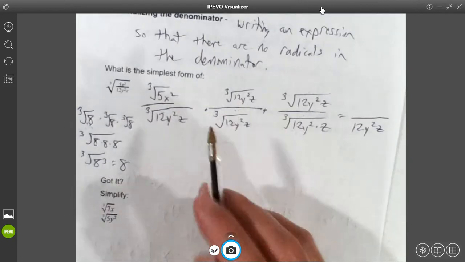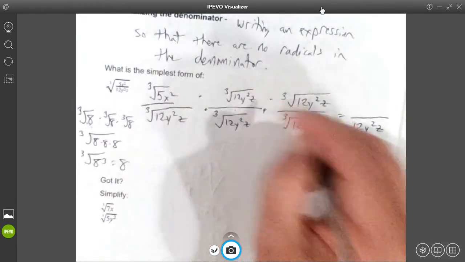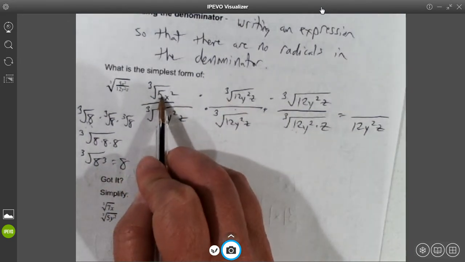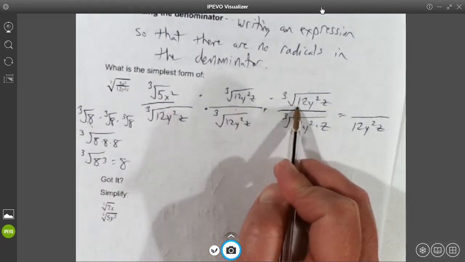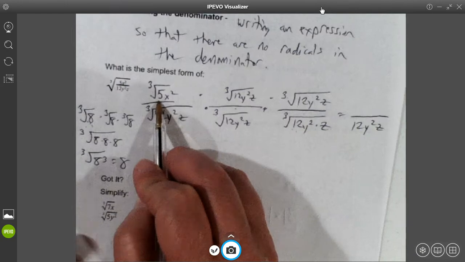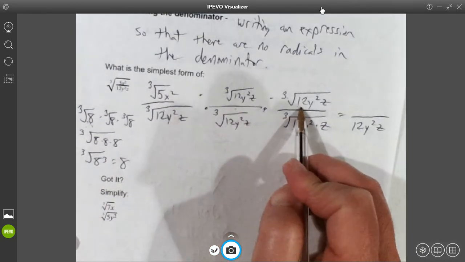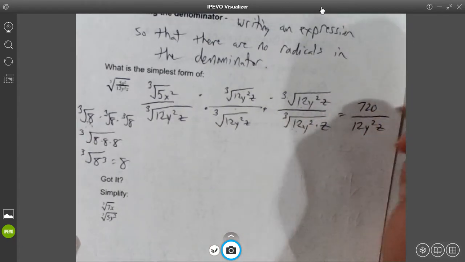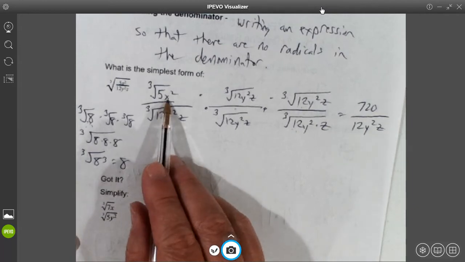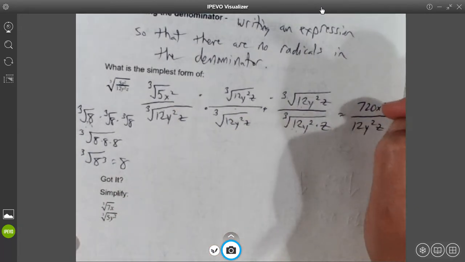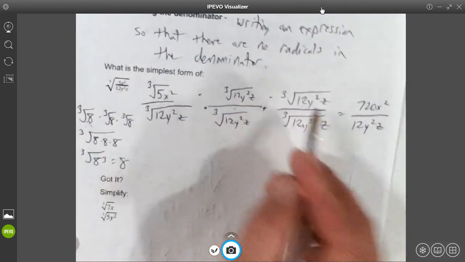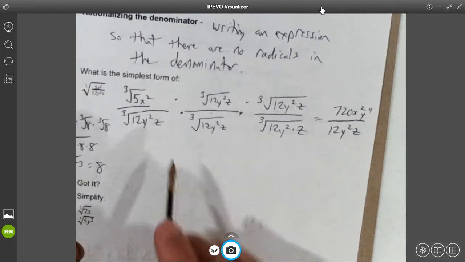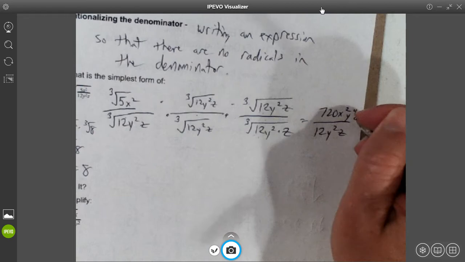Now let's look at what's going on up here. Again, I'm going to skip some steps here, but the first thing to catch is these are all cube roots. So I can multiply these, and I'm going to multiply the numbers. So I've got 5 times 12 times 12. 5 times 12 is 60, and then 60 times 12, I think, is 720. I've got x squared, that's it, just x squared. I've got y squared times y squared, so that's y to the 4th. And then I've got z times z, that is z squared.